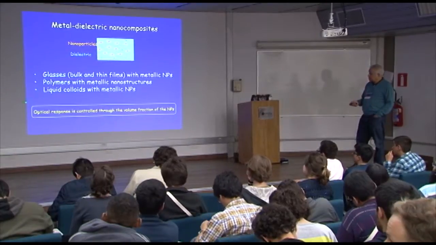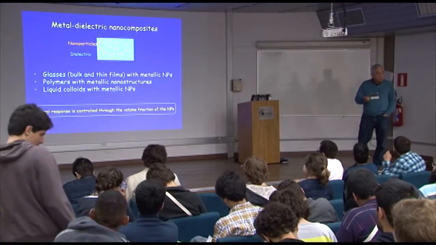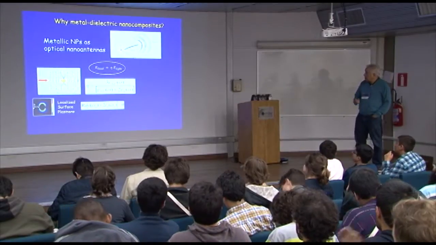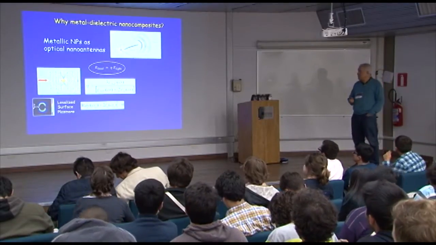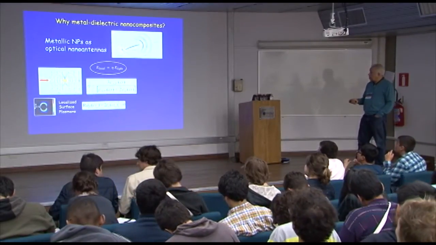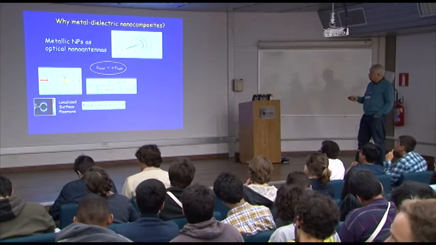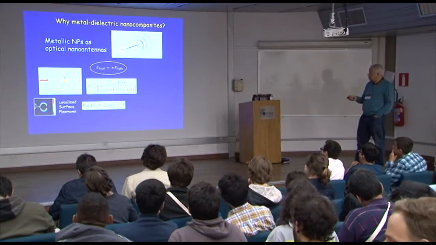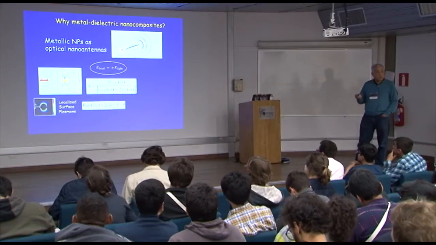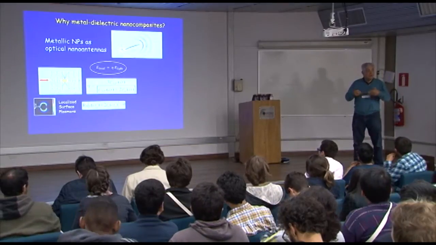And the reason for that is that the optical response can be controlled just by changing the amount of metallic particles that I have there. Why metal dielectric nanocomposites? These metallic particles behave like optical nanoantennas. It means that I may concentrate the radiation in a nanoantenna, and if I have an atom or a molecule nearby this antenna, it will feel a field which is different from the field of the radiation.